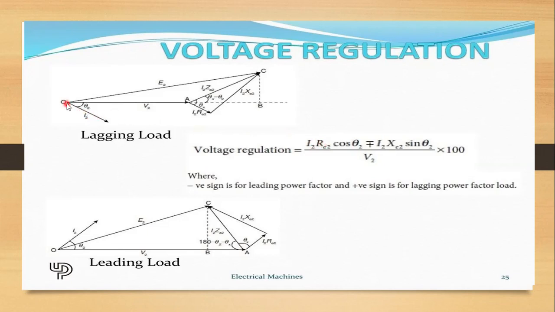So current I2 is in this direction. The same way, the voltage drop I2 Re2 is in phase with I2. Both are in phase because the angle between these two is 0. I2 Re2 is the voltage drop in phase with I2. The angle between these two is exactly parallel, that's why the angle between them is 0.